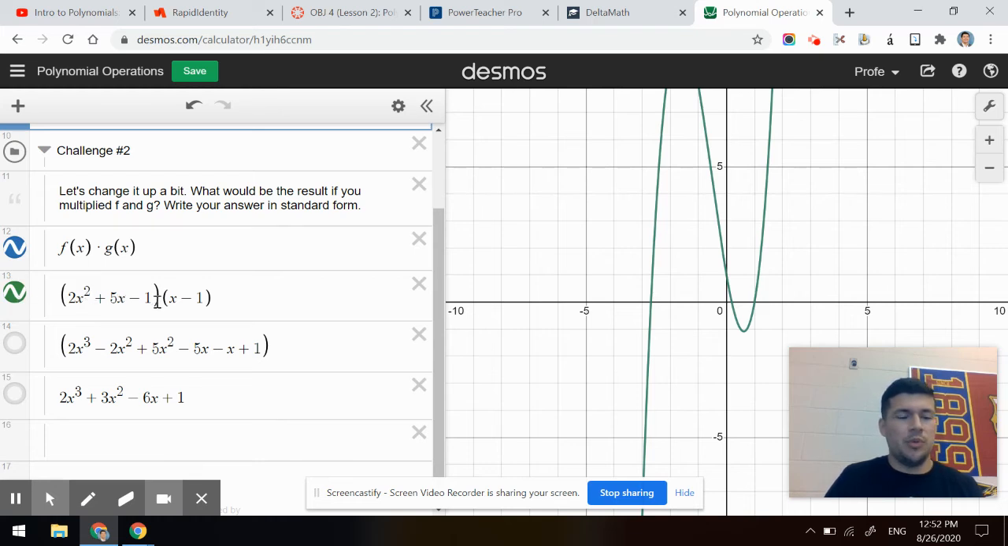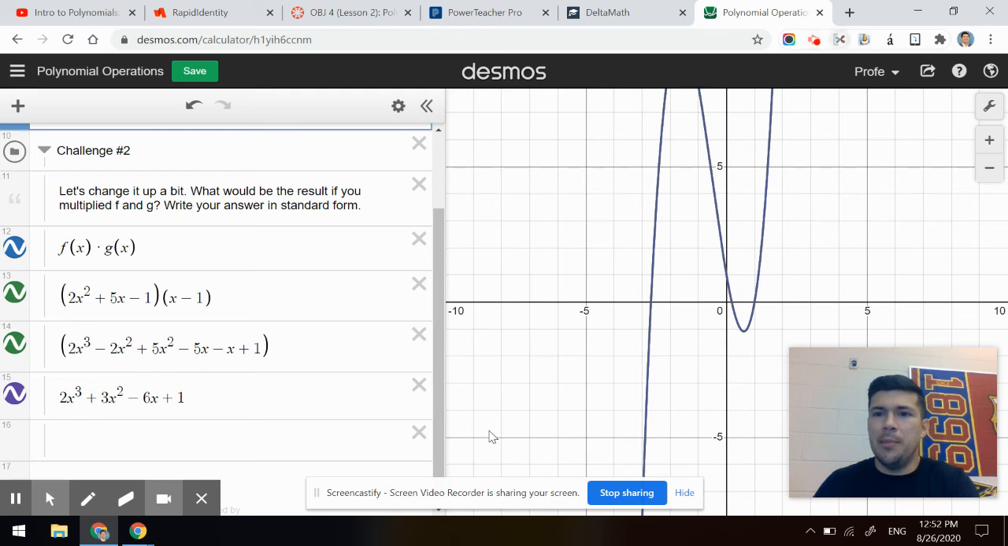2x squared plus 5x minus 1 times x minus 1. And then what I do is I'm going to distribute my 2x squared to both x and -1. I'm going to do the same with my 5x and my minus 1 term. And I end up with this big old expression. And it turns out it's correct. Next, I combine my like terms, and I'm good.